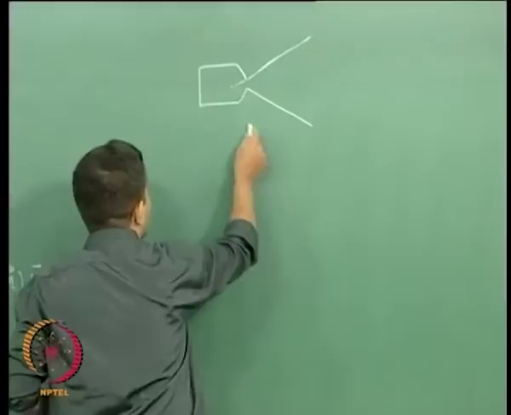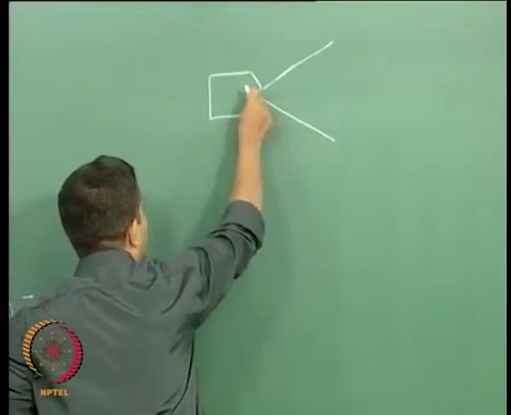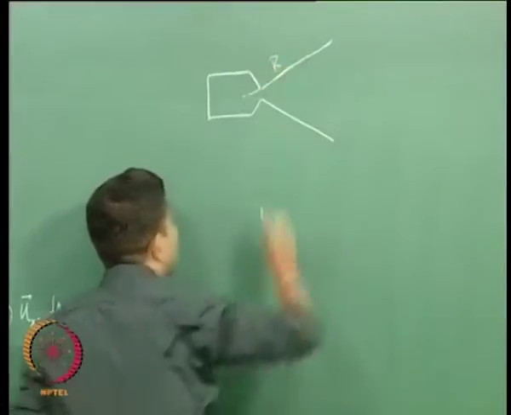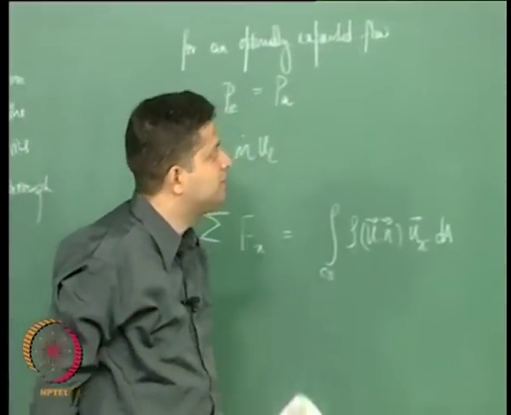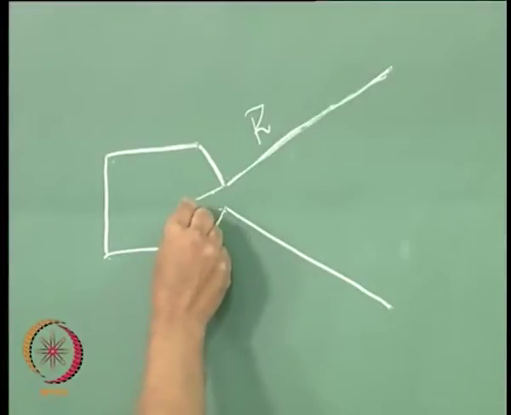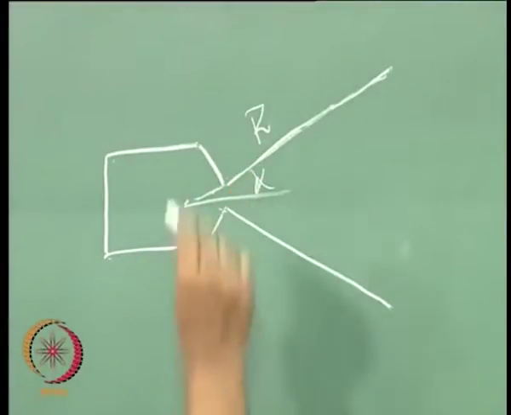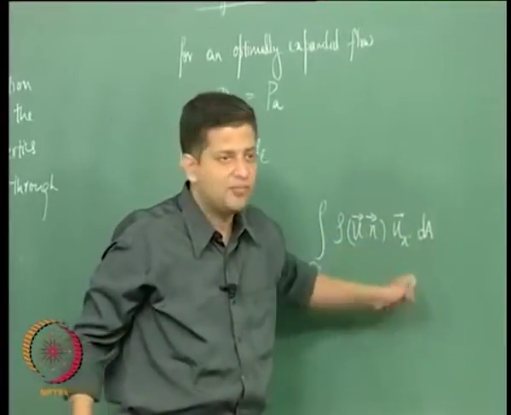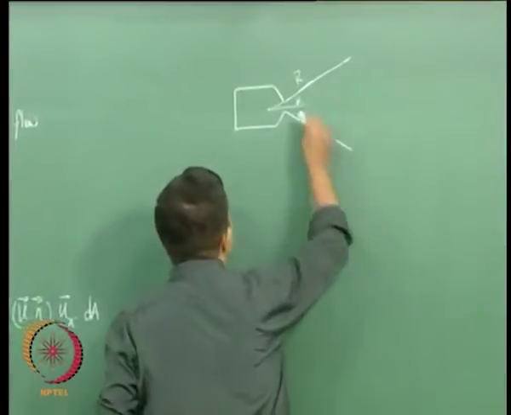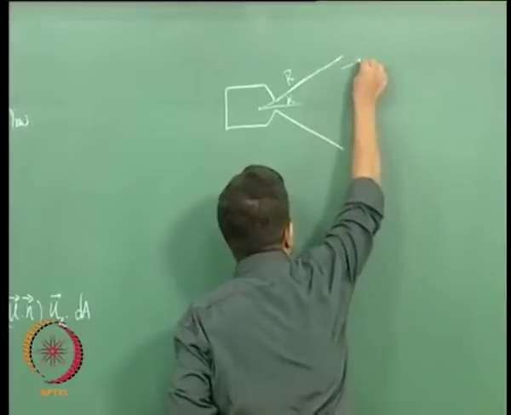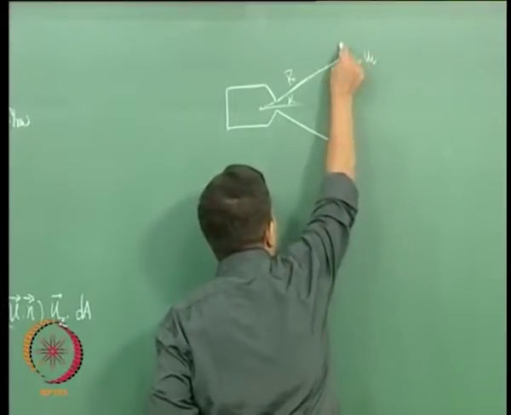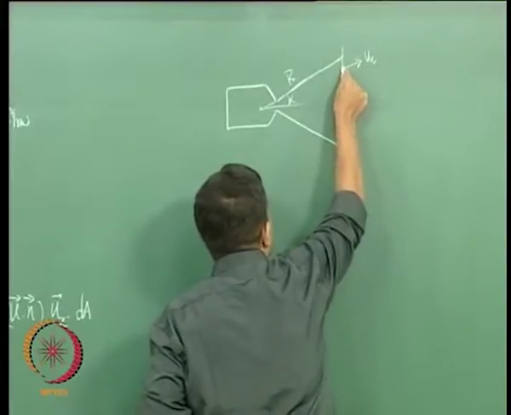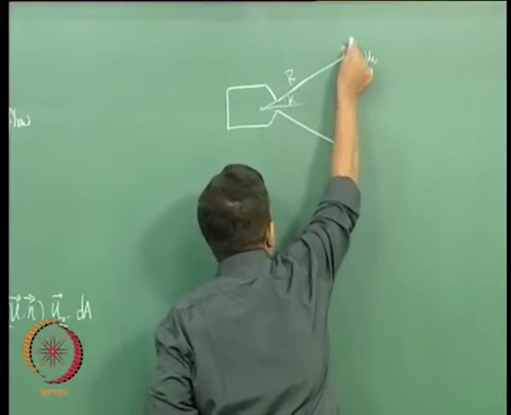Now, let me call this radius from the point source as r. Then this half angle that we are looking at, let me call it as alpha. Fine. Then we need to integrate this equation. So, we need to determine what is this dA. To do that, this is UE, which will have a component in the y direction and in the x direction.